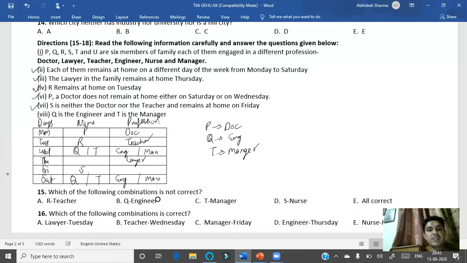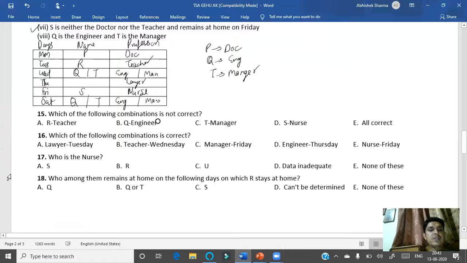And we are left with one profession, the profession of S, that is nurse. So we can put nurse here. So friends, this is our final arrangement. If we check the available options for question number 15, which of the following combinations is not correct? R, teacher, correct. Q, engineer, correct. T, manager, correct. S, nurse, correct. So friends, all are correct.